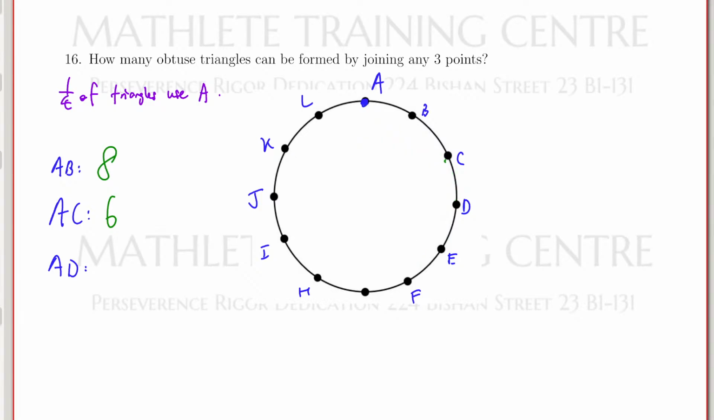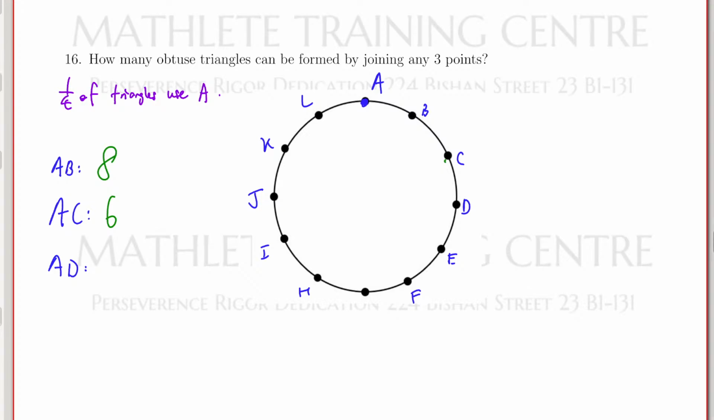If you move on to the next one, AD, you can see that your pattern will be true, right? Because if you have AD here, then D can go with E, D can go with F. That's the one on this side. And on the other side, you can see that you can go with L and K, but not J, because DJ is actually the diameter, right? So then, this is what we get.